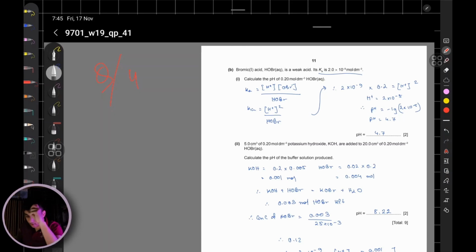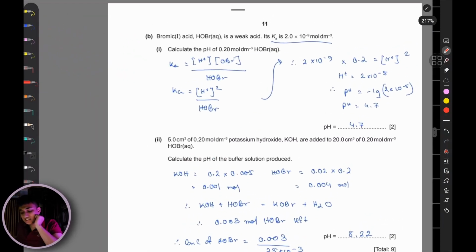This question is saying, bromic acid, HOBr, is a weak acid. Its dissociation constant is 2 into 10 to the power minus 9 mole per dm cube. Calculate the pH of 0.2. Now, they just have the weak acid, which is going to dissociate and form H plus and OBr minus, so it forms H plus concentration, which is going to be used to find the pH. They've given you the Ka, and you know the concentration of the acid, and you don't know the concentration of either OBr minus or H plus.